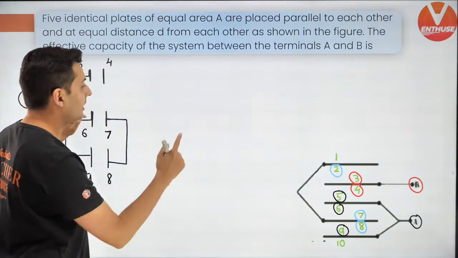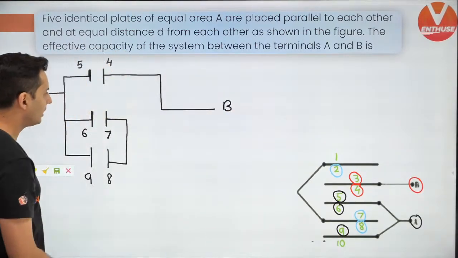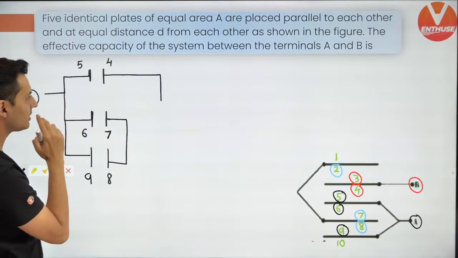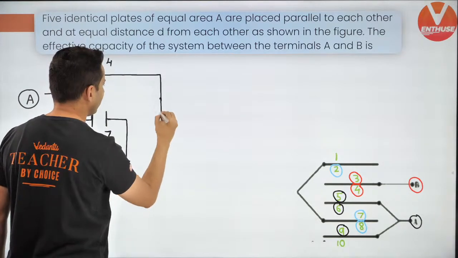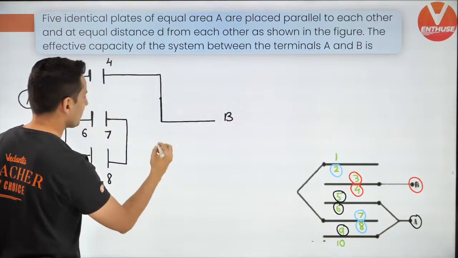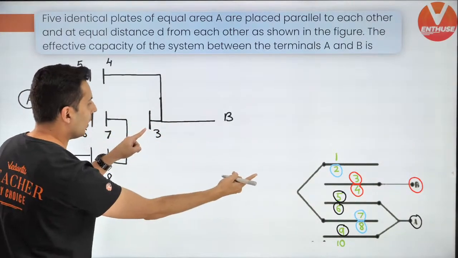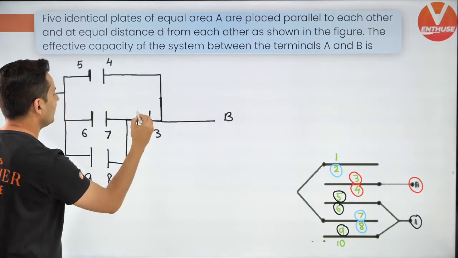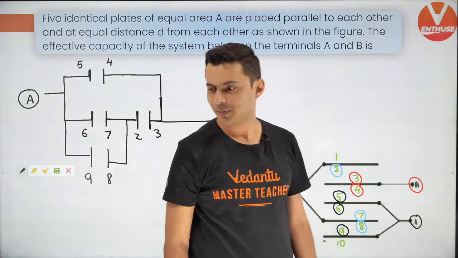4 is directly connected to B. And it's also connected to 3. This is getting interesting. What if I do something like this? This is B. There is 3 here. And opposite 3, you have 2, which is connected to 7 and 8. That's the final diagram. Check this out.